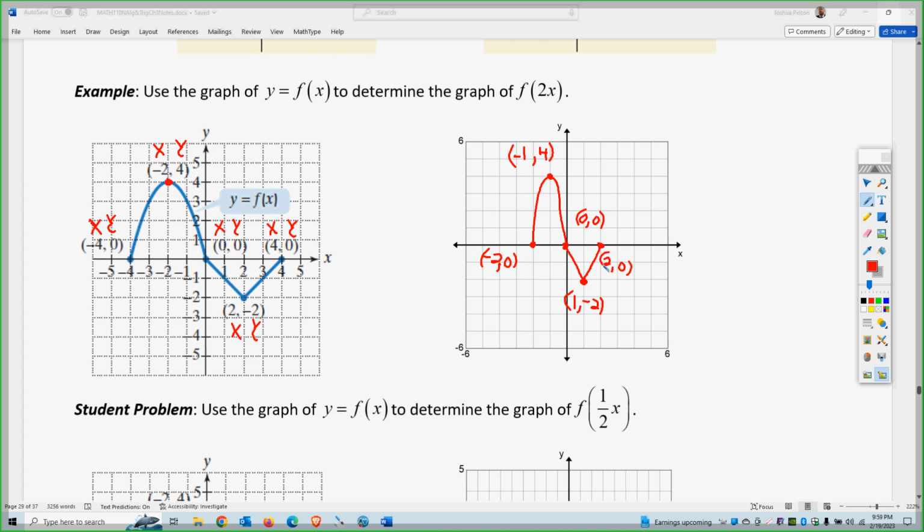Okay, so again, what I'm trying to dictate here is this only affects the x, and it's counter to what you think it is, right? So multiplying by 2 is actually a shrink horizontally. All right, pause the video, try the student problem.